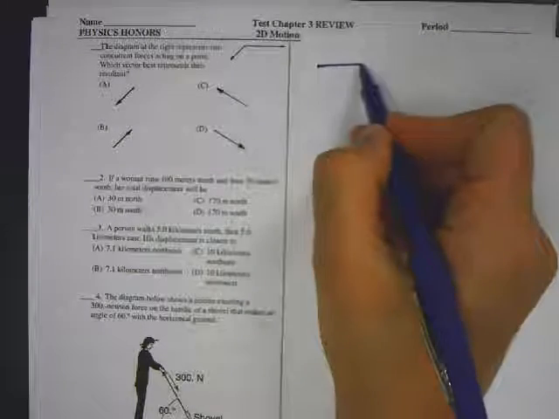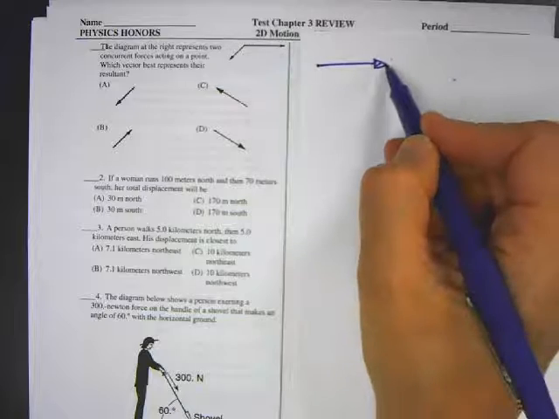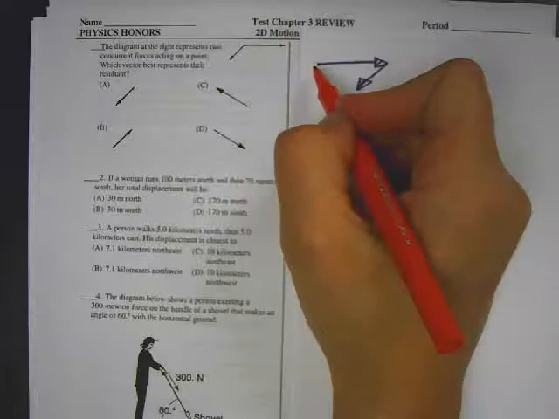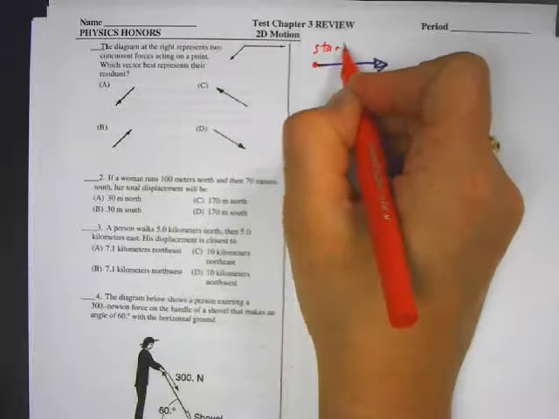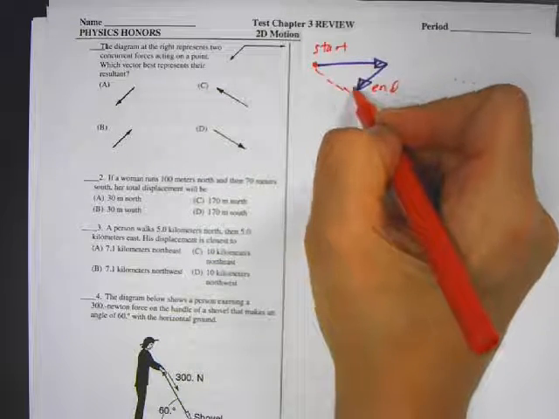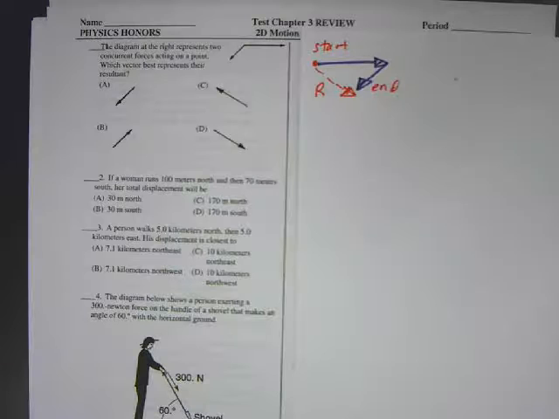So I can either just leave this one on top alone, and then from the head of this one, I put the tail of the other. And then from where I start to where I end up, I get my resultant. And that's what my resultant looked like. So the choice would be D.